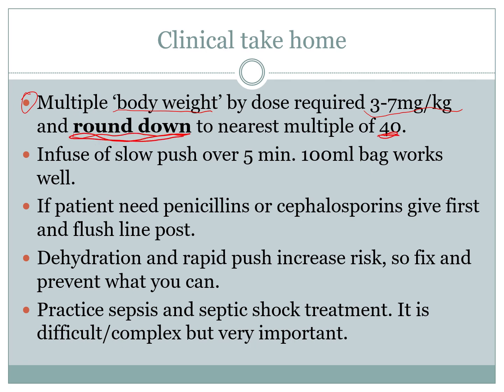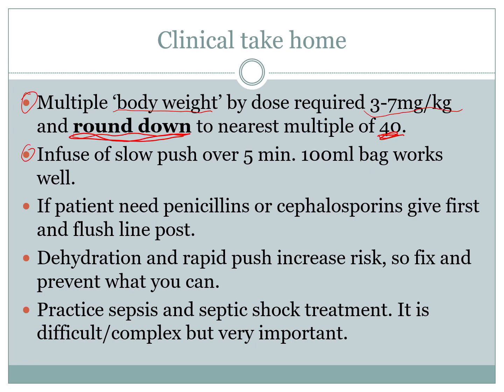Yep, nearest 40. Okay, you never round up, you always round down to the nearest 40 because the injections come in 80 milligrams in 2 mils. So 40 milligrams in 1 mil is what you do. And then you'll mix that in 20 mils. Sometimes putting it in a 100 ml bag is fine as well. That works. And you infuse that in a slow push or over 5 minutes. Either way, it's over 5 minutes, even if you're pushing it or if you're running a bag through.